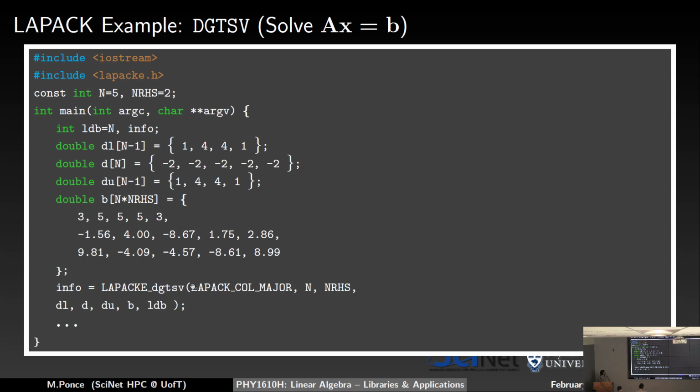And again, the only thing that we need to specify now instead of DGE is that this is a double, general, triangular, sorry, banded matrix. So again, column major, number of dimensions, number of right-hand sides, and now the difference is that we specify the 3 diagonals: lower diagonal, diagonal, and upper diagonal. Then the vector of independent terms and the leading dimension of the independent vectors.